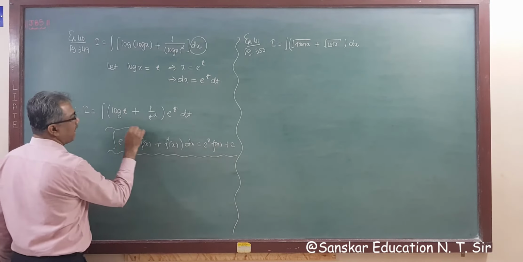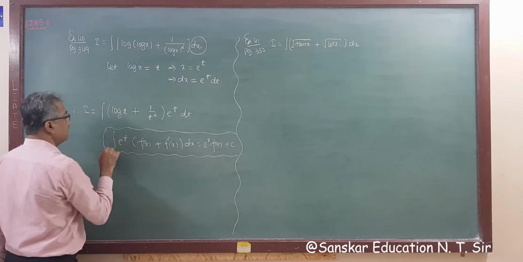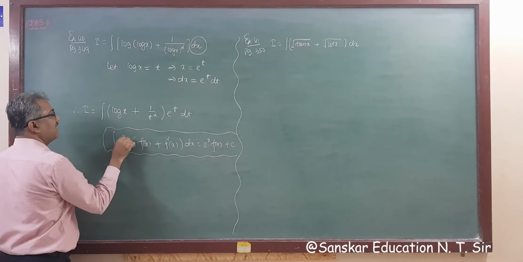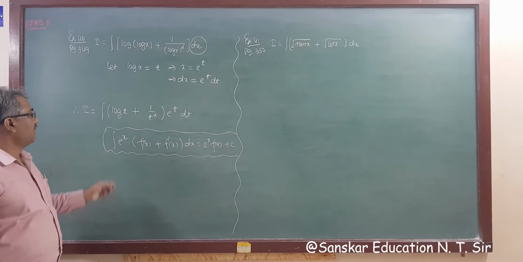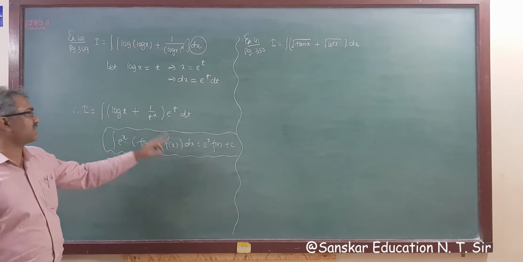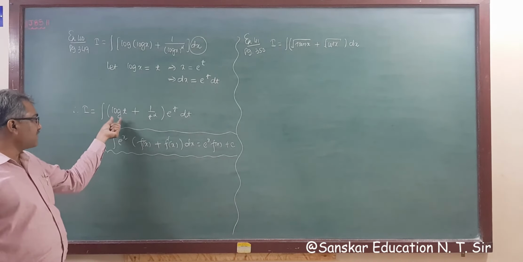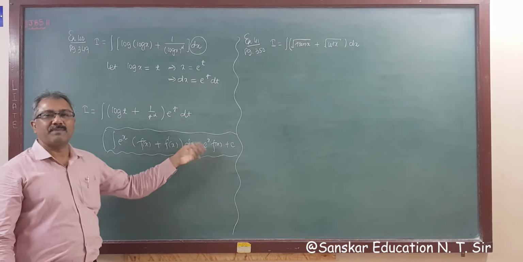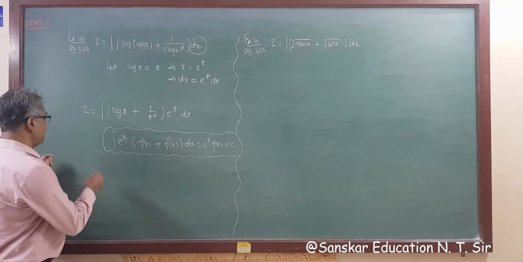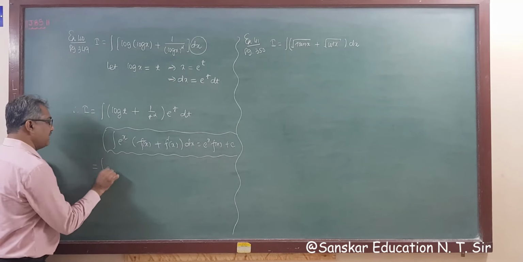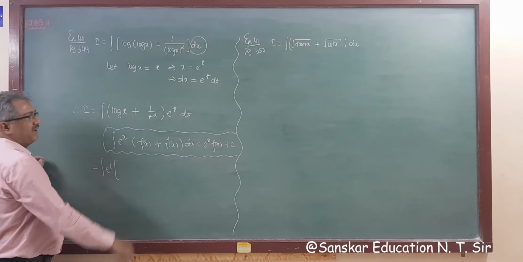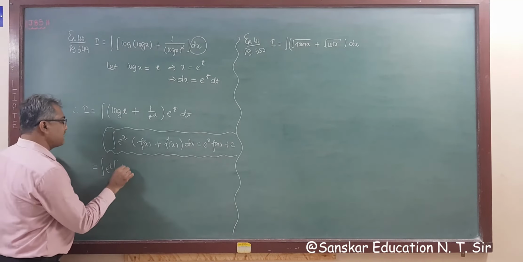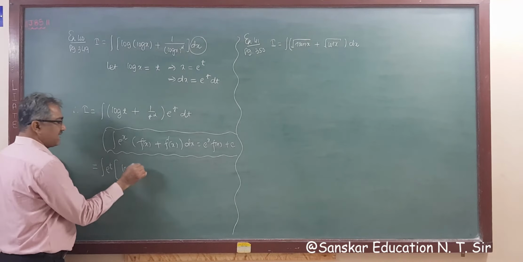Right? This is your answer, e raised to x. I have to write x here, right? So e raised to x, f x plus f dash x. So e raised to x is here. So must be this is f x, then this must be f dash x. Otherwise, you are not able to apply this formula. So I'm writing this here, integration e raised to t, right? Now log x. This is if this is f x.